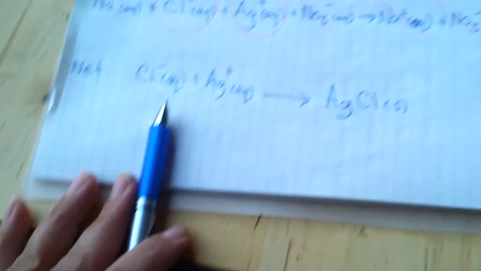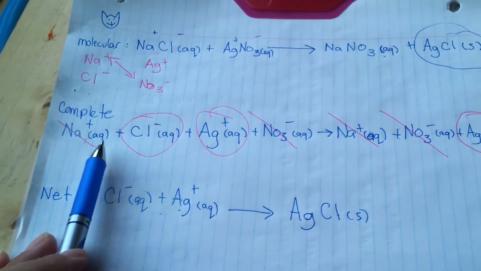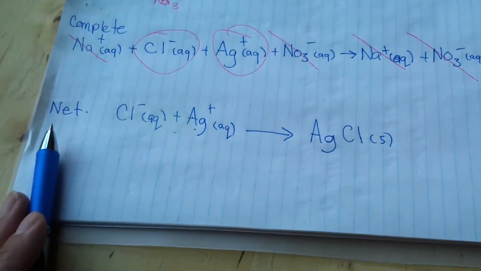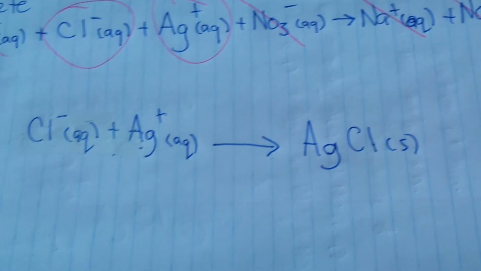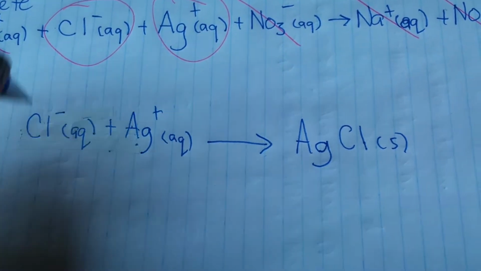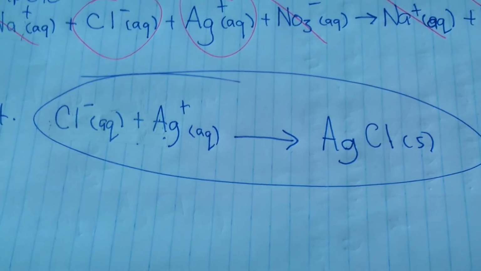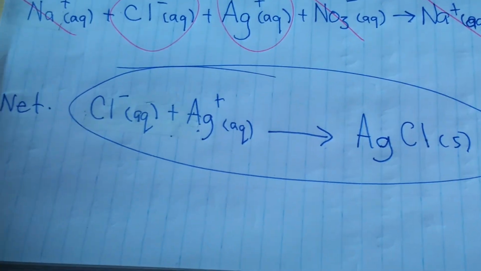So that is our molecular equation, the basic equation; our complete equation, which is everything, every little part of it broken up; and our net equation, which is the final one. It's like only the things that matter. It's none of that stuff up top here. And I hope that makes sense. Yeah. Bye.